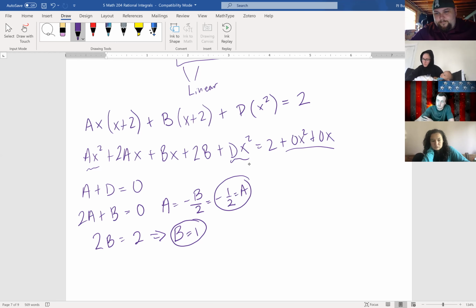So now we just need to plug those three things back into this integral. So negative 1/2 integral dx over x, that's the a term. Then b is 1, so that's going to be 1 over x squared. And I'll just put dx up there. And then finally, d is 1/2. And that term should have been over x plus 2.